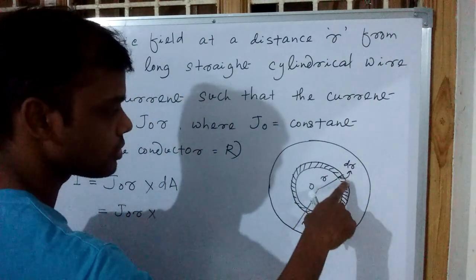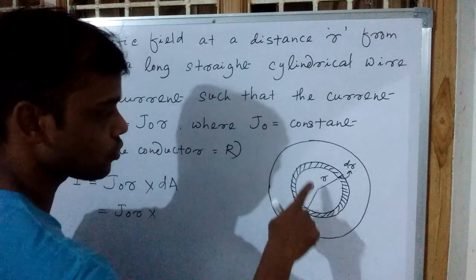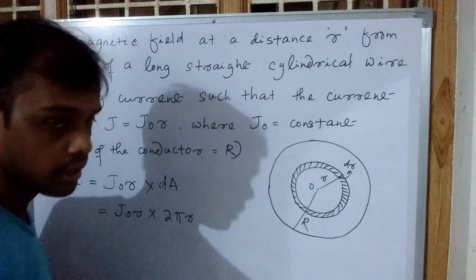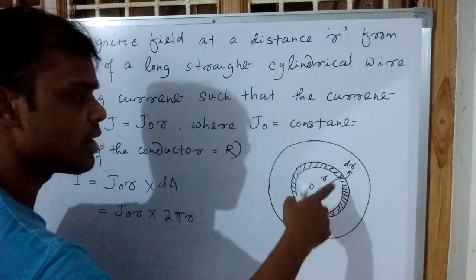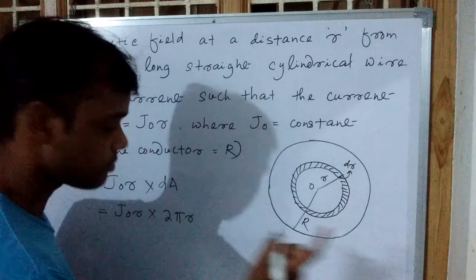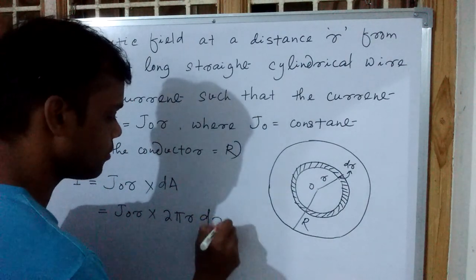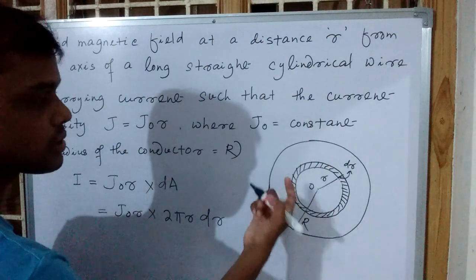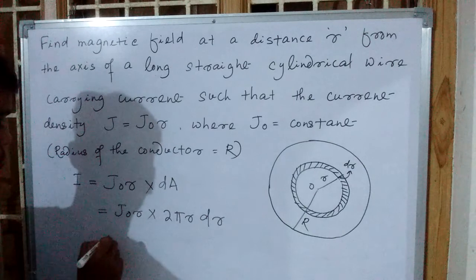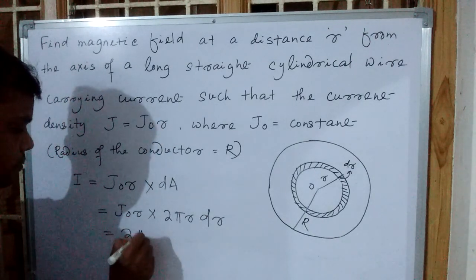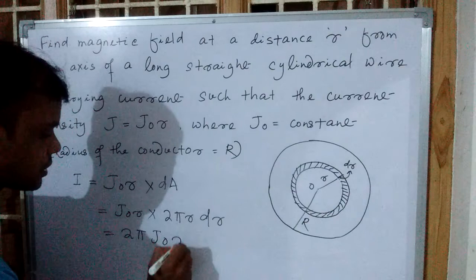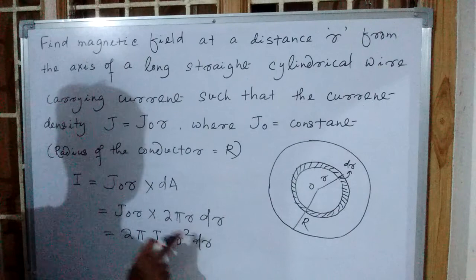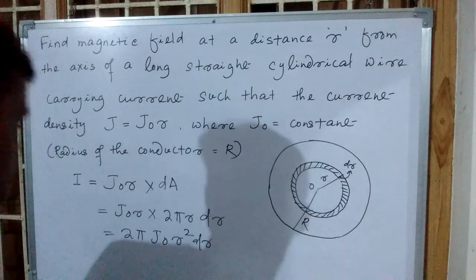dA is nothing but length into breadth. So what is the length of this element? 2 pi r, the circumference. What is the breadth? That is dr itself, the width, dr. Now this is the total current passing through this element only. So the total current becomes 2 pi J naught R square dr. So the total current flowing through the ring structure is this much.